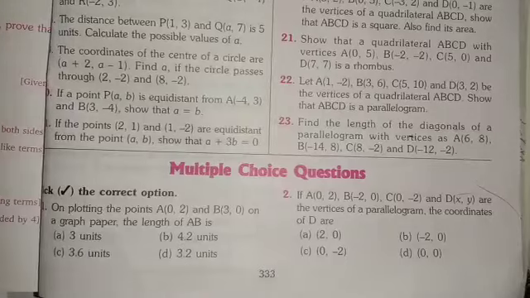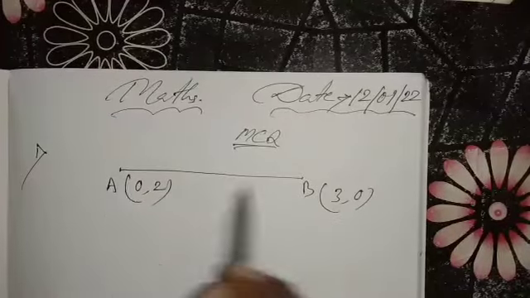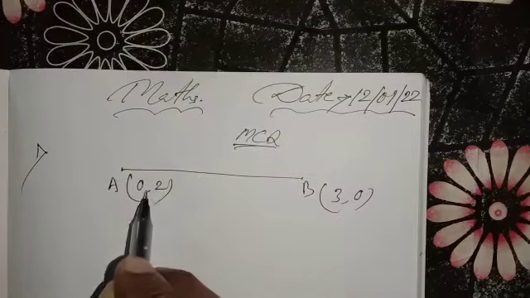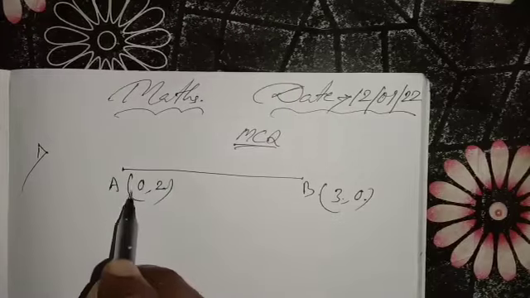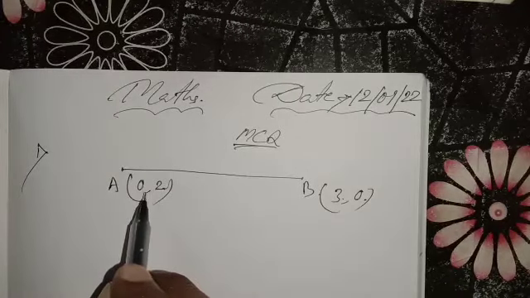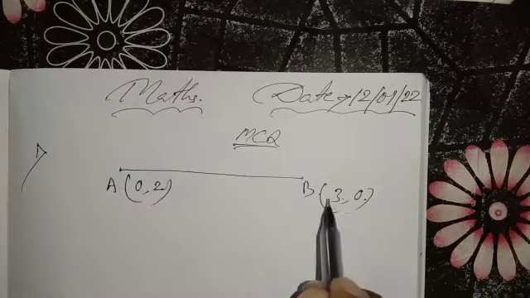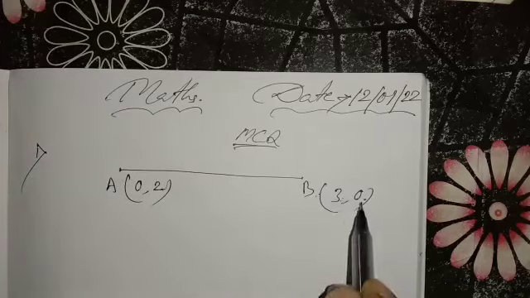First plot the points, first draw the line. A is a point having coordinates (0, 2) and B is given as (3, 0). A is a point whose x coordinate is 0, which means it is a point on the y axis. And B has coordinates (3, 0), which means it is a point on the x axis.